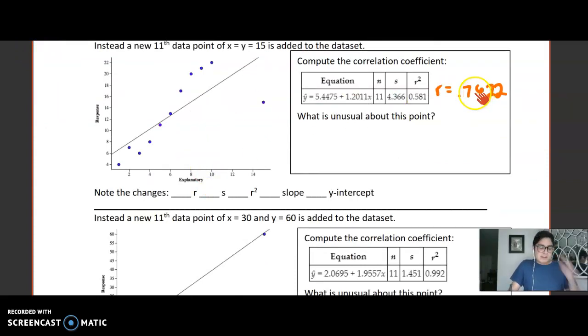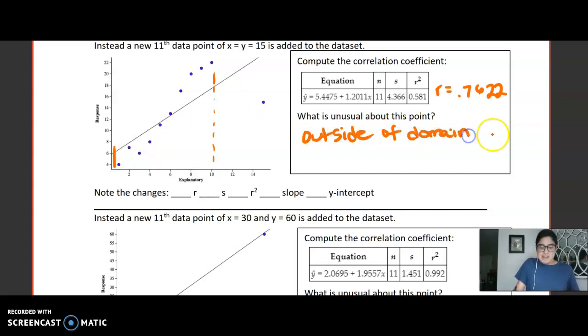Okay, so here's my new correlation coefficient, 0.7287. What is unusual about this point? Well, we can see that a majority of the data was right here between 1 and 10. So this is outside of the domain. But aside from being outside of the domain, it's also outside of the linear pattern.